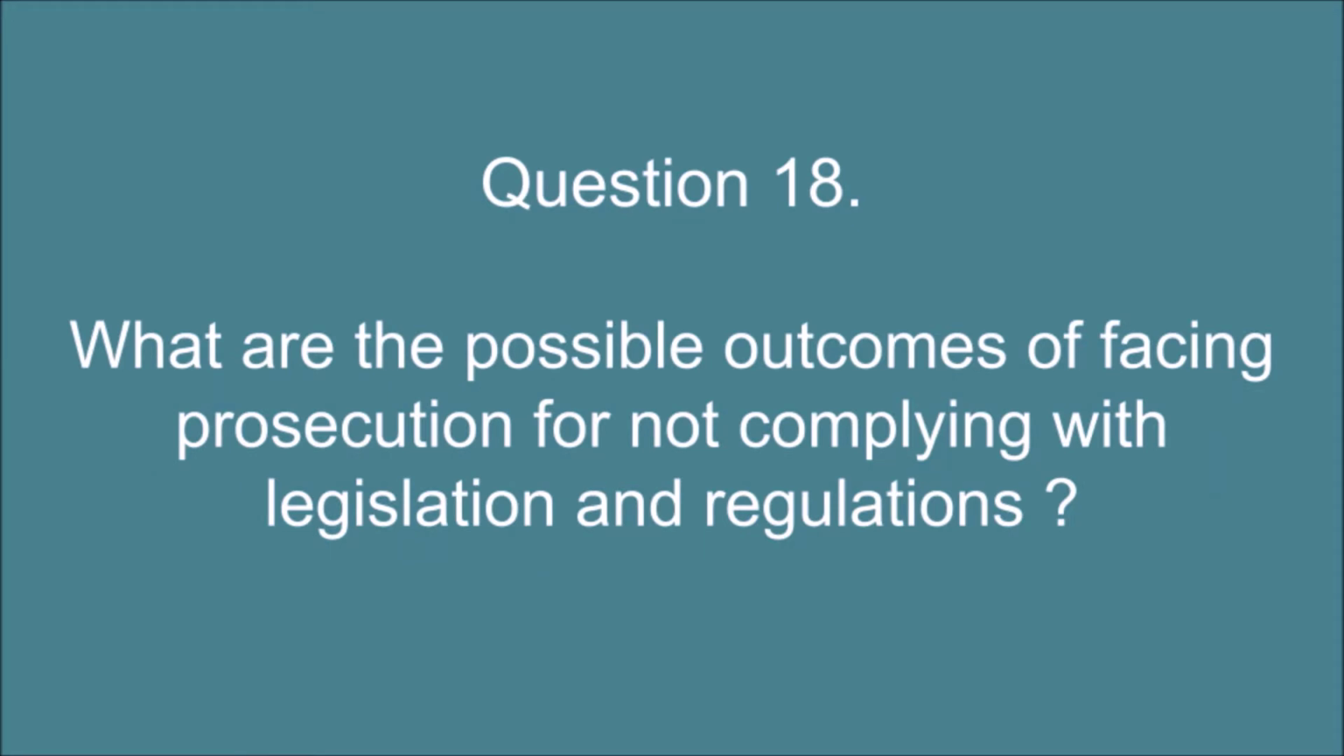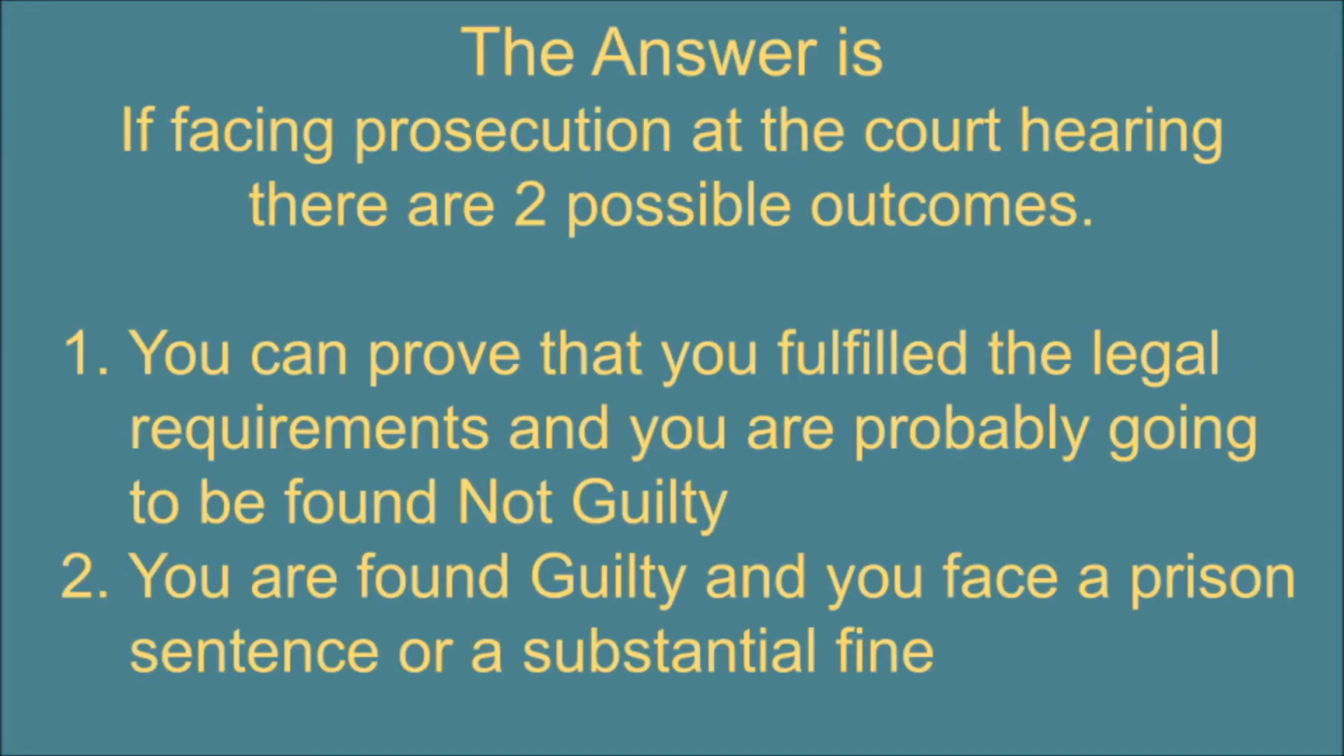Question 18. What are the possible outcomes of facing prosecution for not complying with legislation and regulations? The answer is: if facing prosecution at the court hearing, there are two possible outcomes. 1. You can prove that you fulfilled the legal requirements and you are probably going to be found not guilty. 2. You are found guilty and you face a prison sentence or a substantial fine.